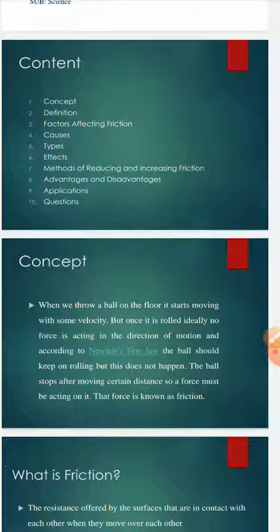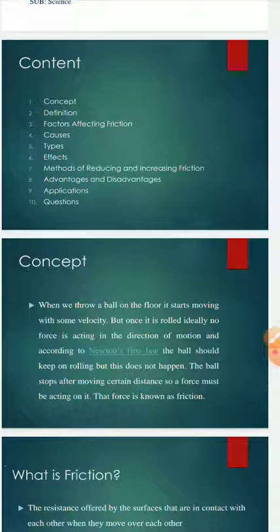As we all know, Newton's first law of motion says every body remains in its state of rest or of uniform motion unless and until some external force is acting on the body. So the ball should keep on rolling and not stop unless some force acts on it. But this does not happen. Why? Because of an external agency, and that external agency is nothing but the frictional force.